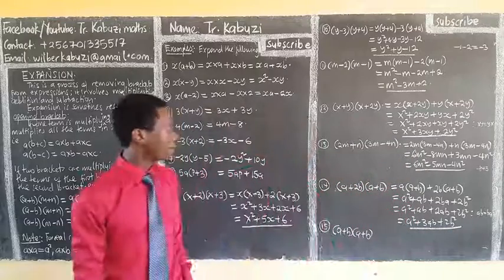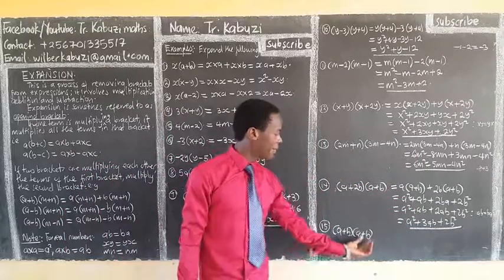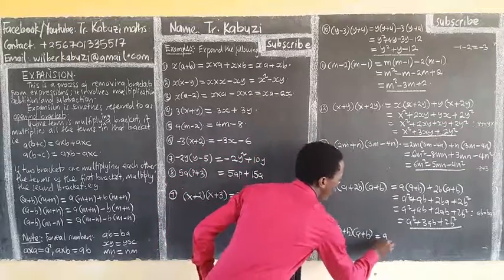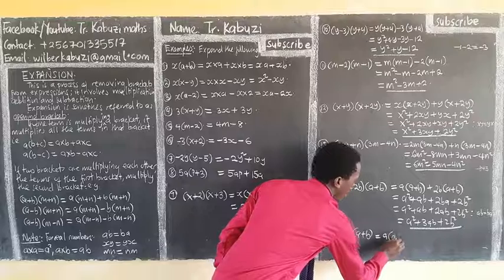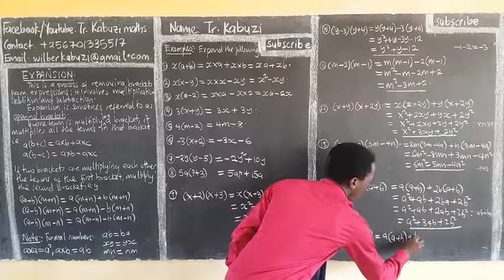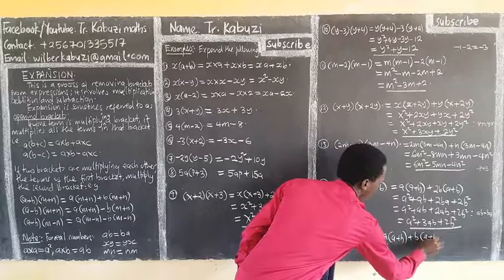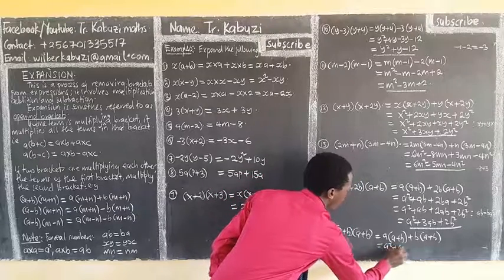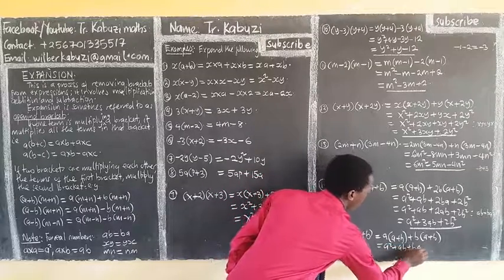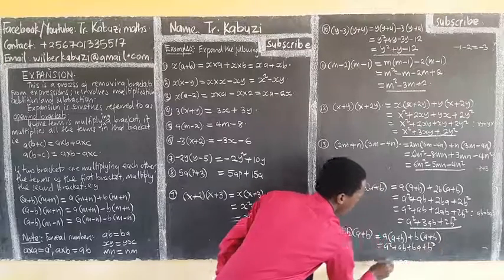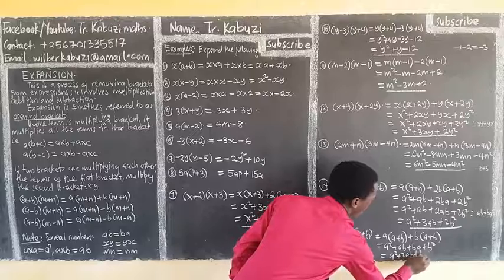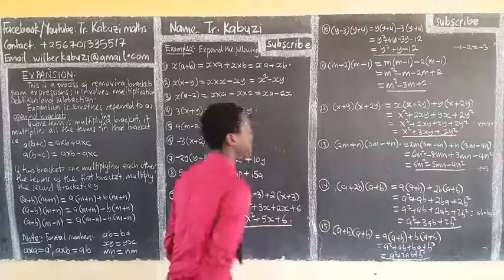That will be the answer. Now, this one we have the same bracket, the idea remains the same. It will be a into a plus b, then plus b into a plus b. We simplify, we get a squared plus ab plus ba plus b squared, which will give us a squared plus 2ab plus b squared, as simple as that.